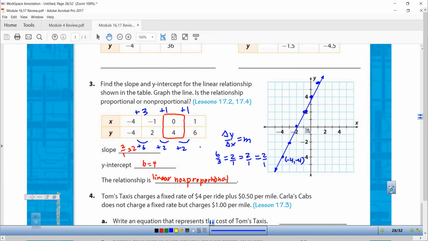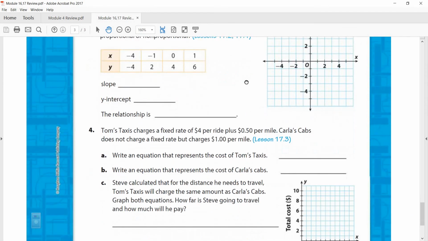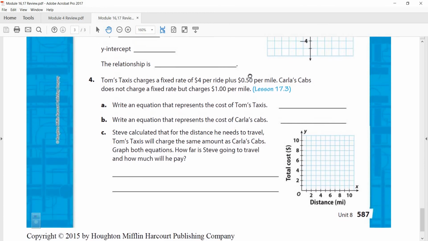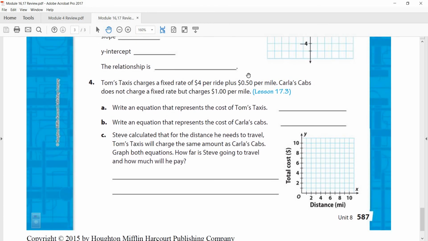All right, -1, 2 is right there. -1, 2. 0, 4 was there, and 1, 6 right there. So by using the y-intercept and the slope, I was able to confirm that those points are correct. Okay? All right, number 4, I think this is the last one we're going to do. Isn't this exciting?